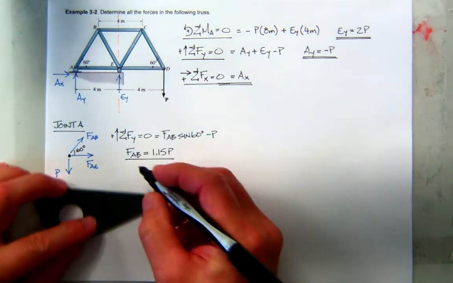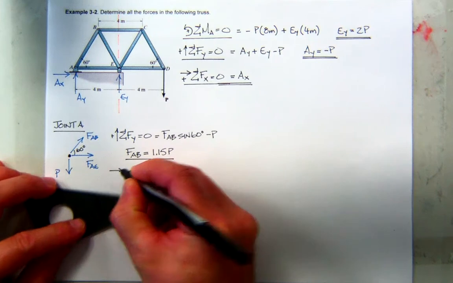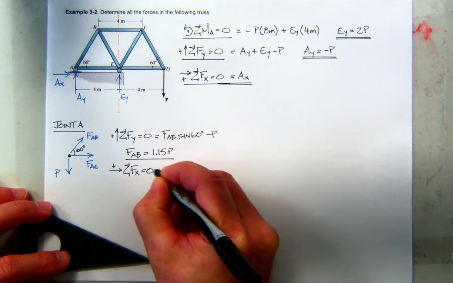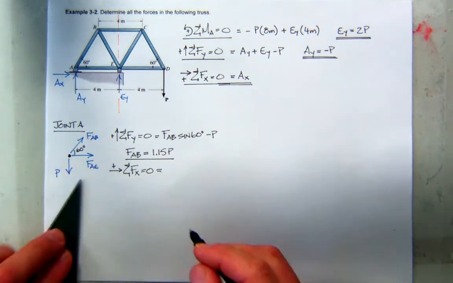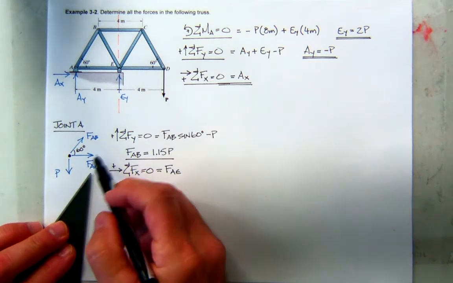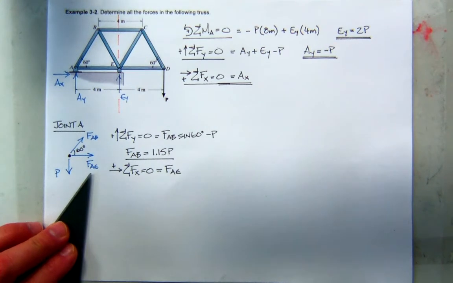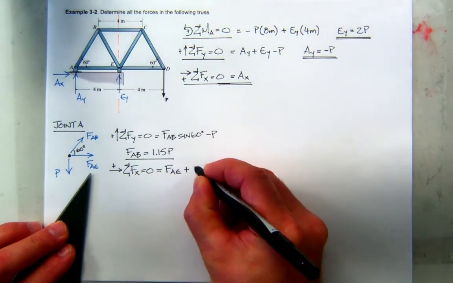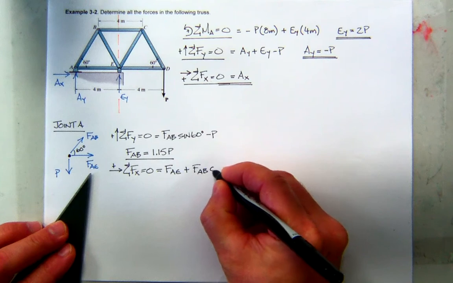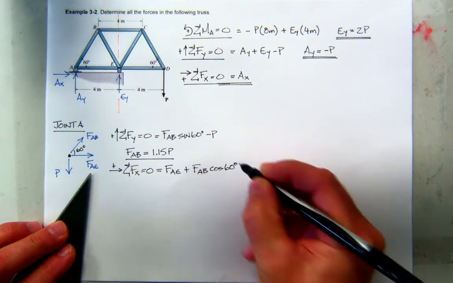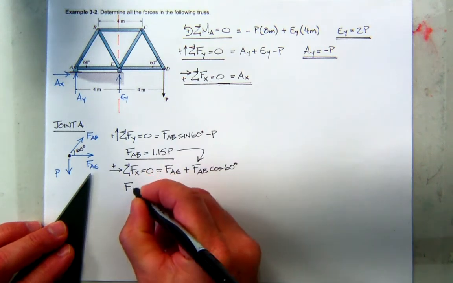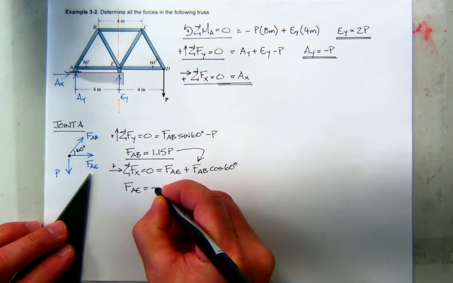Let's go for AE. So we're going to sum forces in the X direction. Make sure that's in equilibrium. So in the X direction, we have the force FAE. That's to the right. That's positive. And we have the x component of the force we just found, FAB. And that's also positive. And then the x component would be cosine 60. So you just have to put that value right in there, and you should be able to solve for AE. It looks like it's going to be negative.